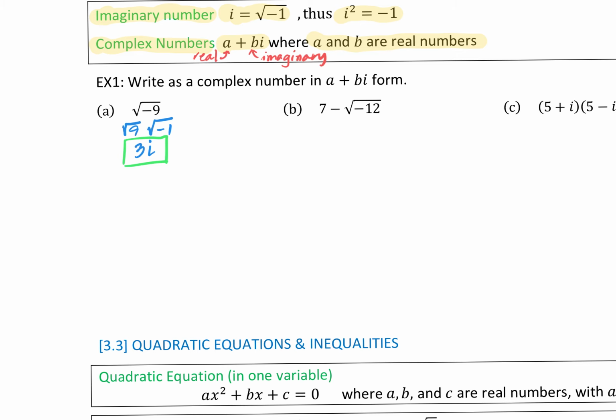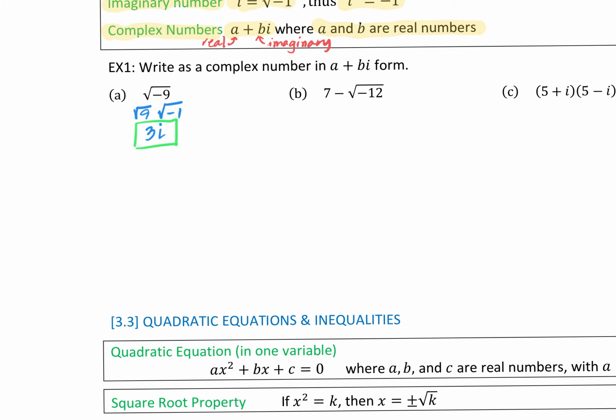Strictly speaking, there's no a value there, but if we simply put in 0 plus 3i, then we have this written as a plus bi, where a is 0 and b is 3. So this is an example of a complex number that's not a real number, because there's no real part.